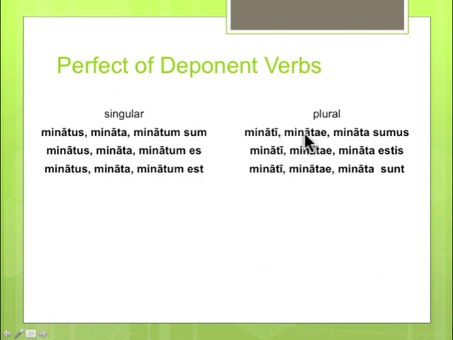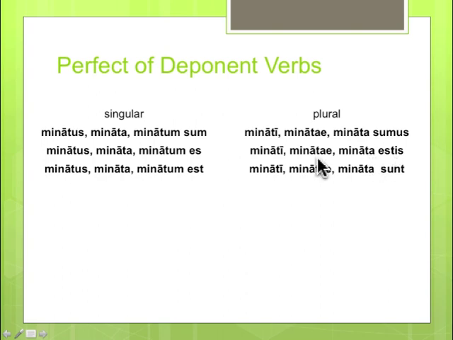In the plural, it's the same story, though of course we have to use plural endings instead. So, if we're a group of men, and we're talking about ourselves, and we want to say we have threatened, we would say minati sumus. If we're a group completely of women, we would say minatae sumus. And if we are a group of neuter things, we'd say minata sumus.